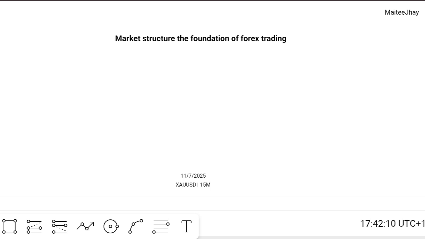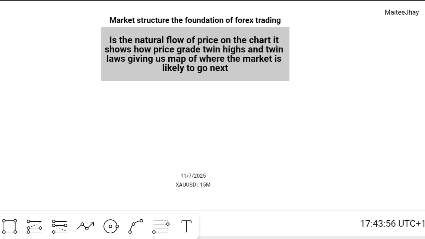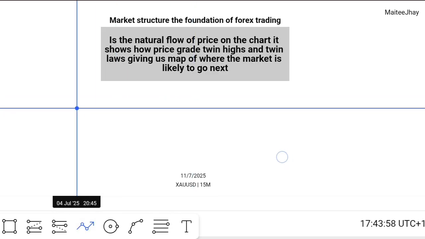So, firstly, what is market structure? Market structure is the natural flow of price on the chart. It shows how price moves, creating swing highs and swing lows, giving us a map of where the market is likely to go next. You understand? So, in simple terms, price moves in waves, up and down and up, leaving behind clues to know where the market is coming from and where it's likely to go. That's it.